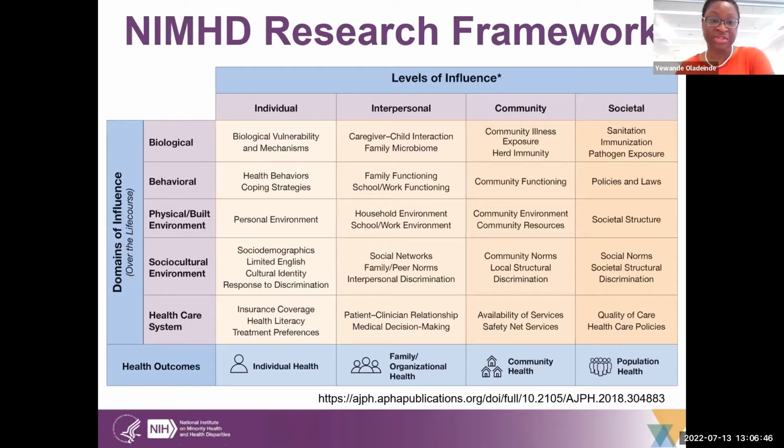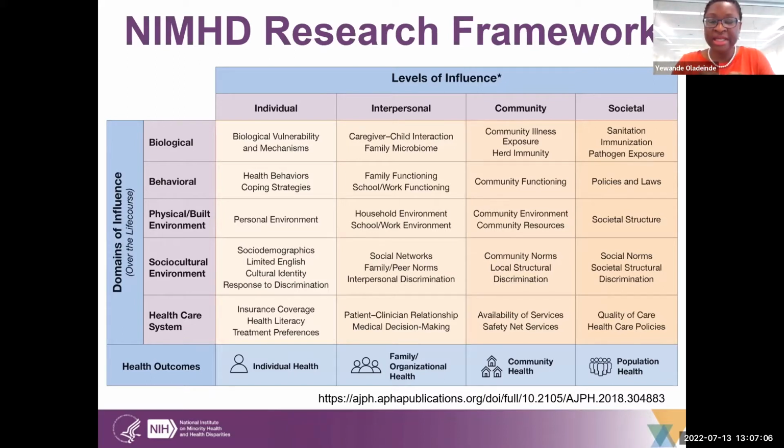So when you look at the domains of influence, they include the biological, behavioral, physical built environment, and sociocultural environment as well. Really, the intent of this framework is for it to be used to expand your thinking, and also to look at the other factors that influence health.